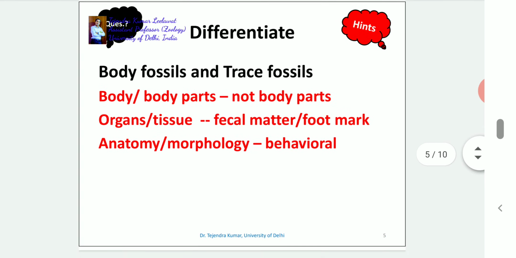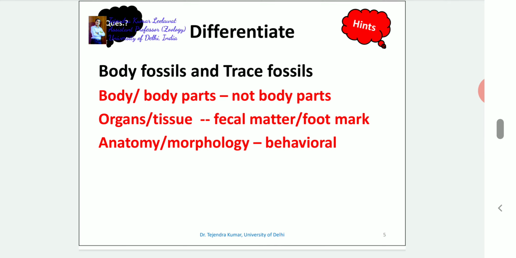Next question is for differentiating between the body fossils and trace fossils. As I told you in the first slide, body fossils contain body parts, but trace fossils do not contain body parts. Body fossils may be organs or tissues that are in fossilized form. But trace fossils contain fecal matter, sometimes footprints also. One example of trace fossils is a dinosaur's footmark.